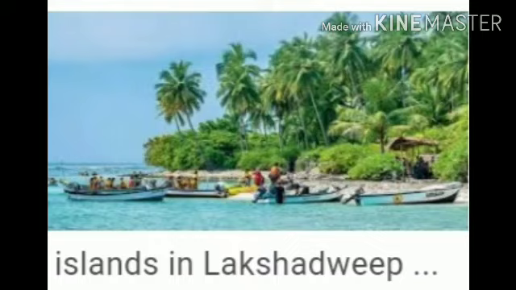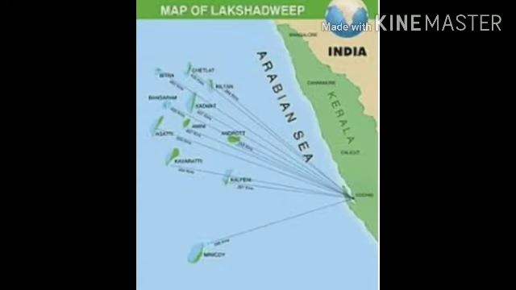This is a group of islands which is composed of small coral islands. Earlier these were known as Laccadive, Minicoy and Amindivi. But in 1973, these were named Lakshadweep. It covers an area of 32 square kilometers, and Kavaratti Island is the administrative headquarters of Lakshadweep.